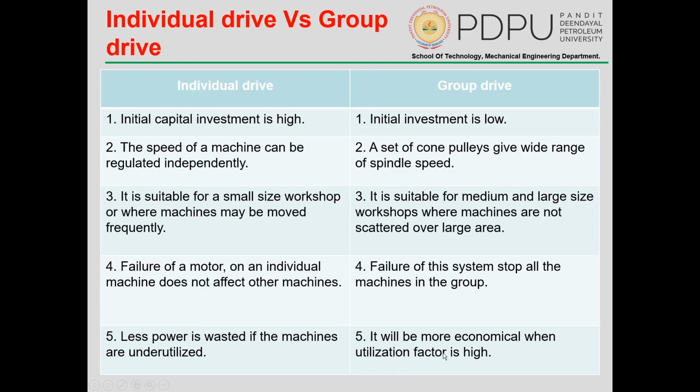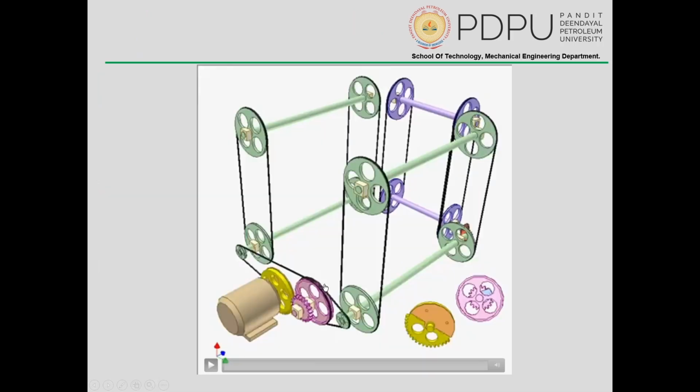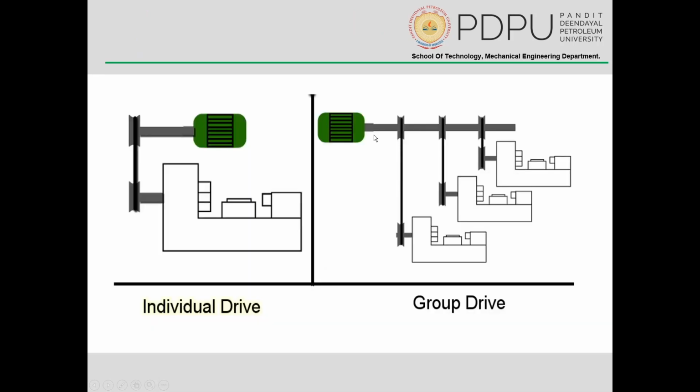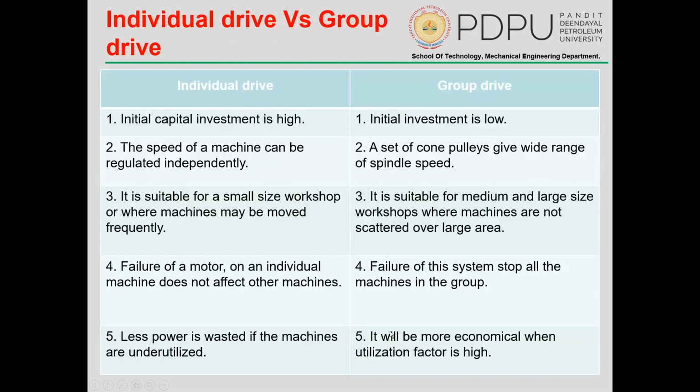To give an example, just look here. If the motor is rotating and only one of these engines is running, then we are losing the energy given by this motor while running just one engine. We could have used an individual drive. So what the sentence is telling us is that to be more economical, the utilization factor must be high, so all the machines should be running continuously.